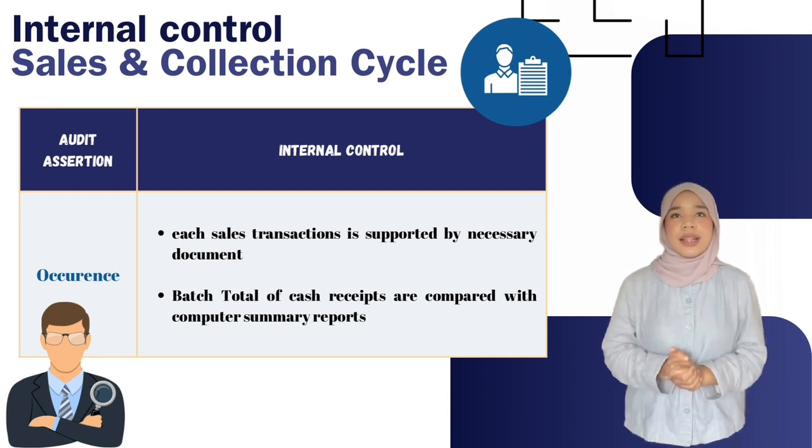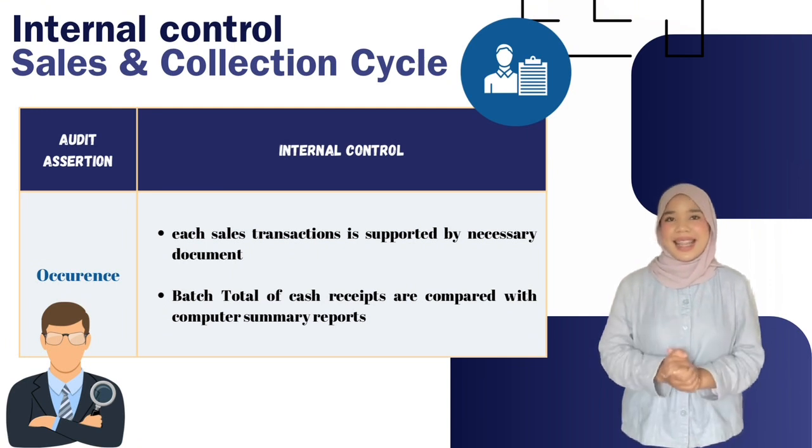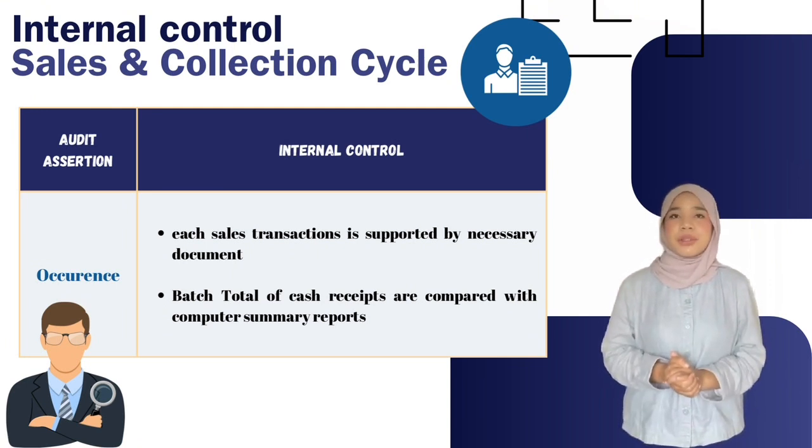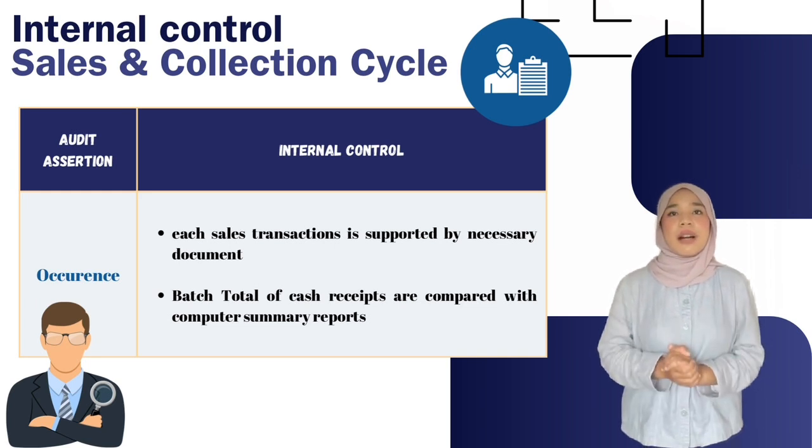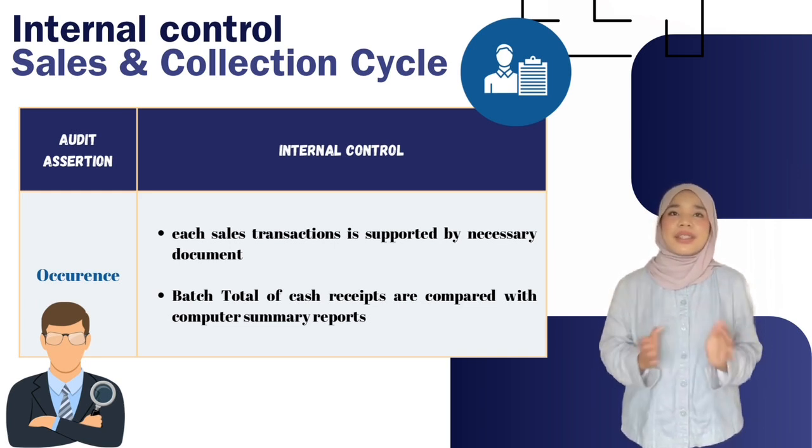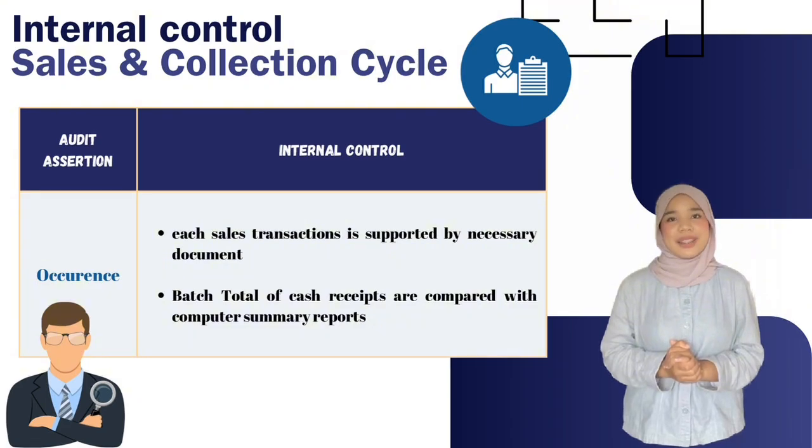This is to ensure that the recorded sales are valid and based on the actual transaction. Second, batch totals of cash receipts are compared with the computer summary reports. These help confirm that all recorded cash receipts are based on real transactions and no fictitious amounts are recorded.